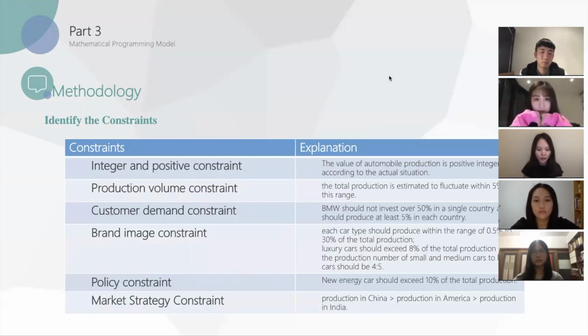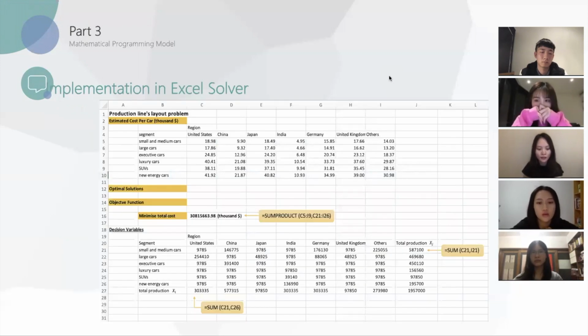We divide the constraints into the following types. The percentages we used in identifying the constraints are based on the selling or production data in the BMW 2019 financial report. And then is the implementation in Excel software. We classify the car types into small and medium cars, large cars, and so on. And the optimal solution is shown in this table.